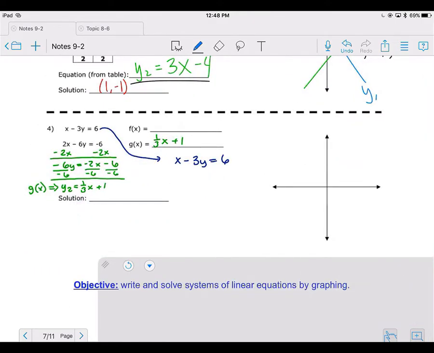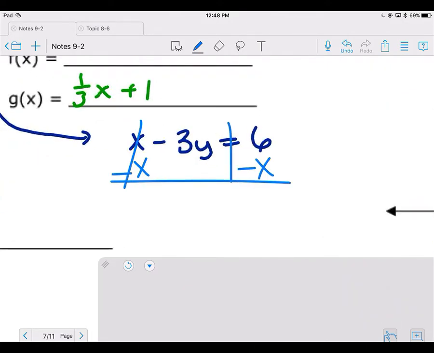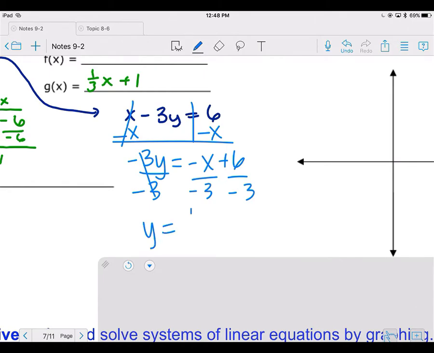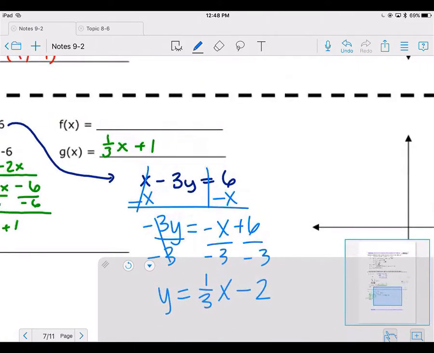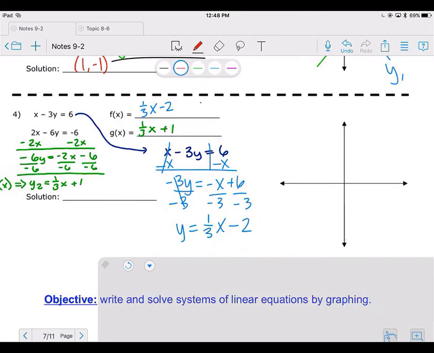For problem 4, the green equation has already been solved all the way for us. That is the second one that we see, so we will use that for y2 or g of x. We need to solve for the blue one, so I move x to the other side. And I have -3y equals -x plus 6. From here, I divide every piece by -3. So negative divided by negative is positive. 6 divided by -3 is a -2. So in y1, I'm going to put 1/3 x minus 2. In y2, I'm going to put 1/3 x plus 1.